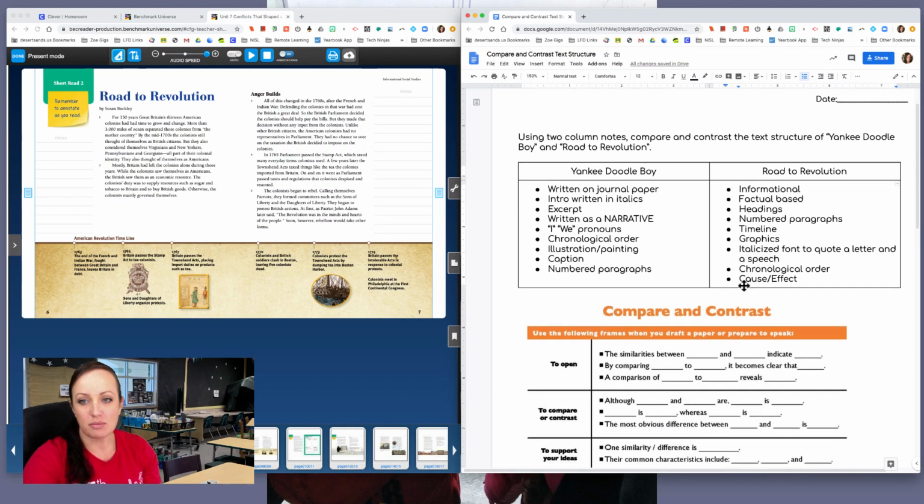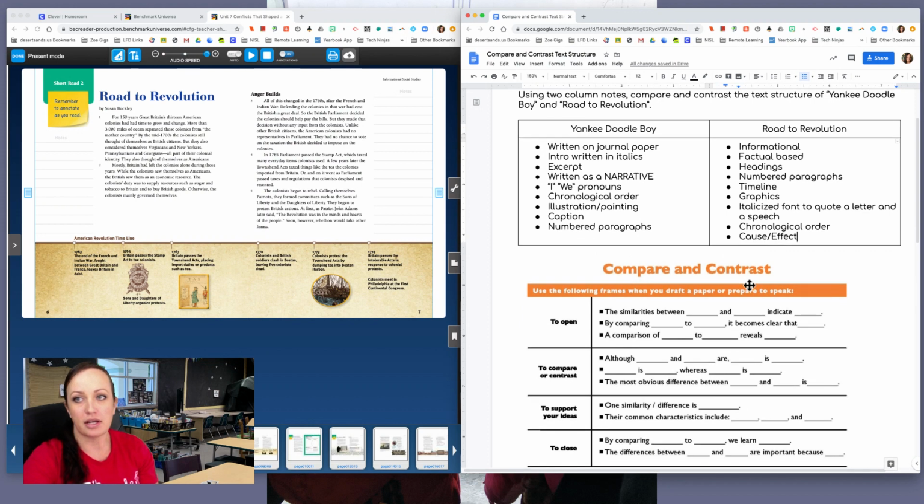So now let's get into some ideas of how we're going to compare and contrast. If I say that we are going to compare them and contrast them, there's different frames that I could use to help me with that. All right, so I'm going to open with starting off like a topic sentence or a main idea.